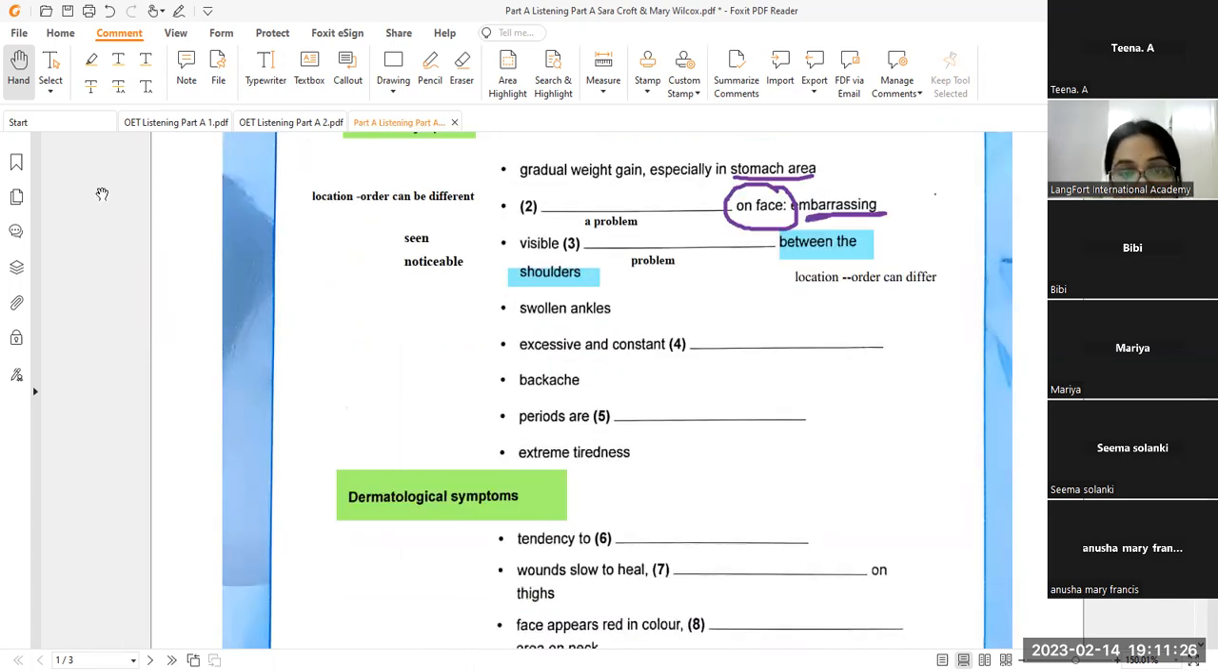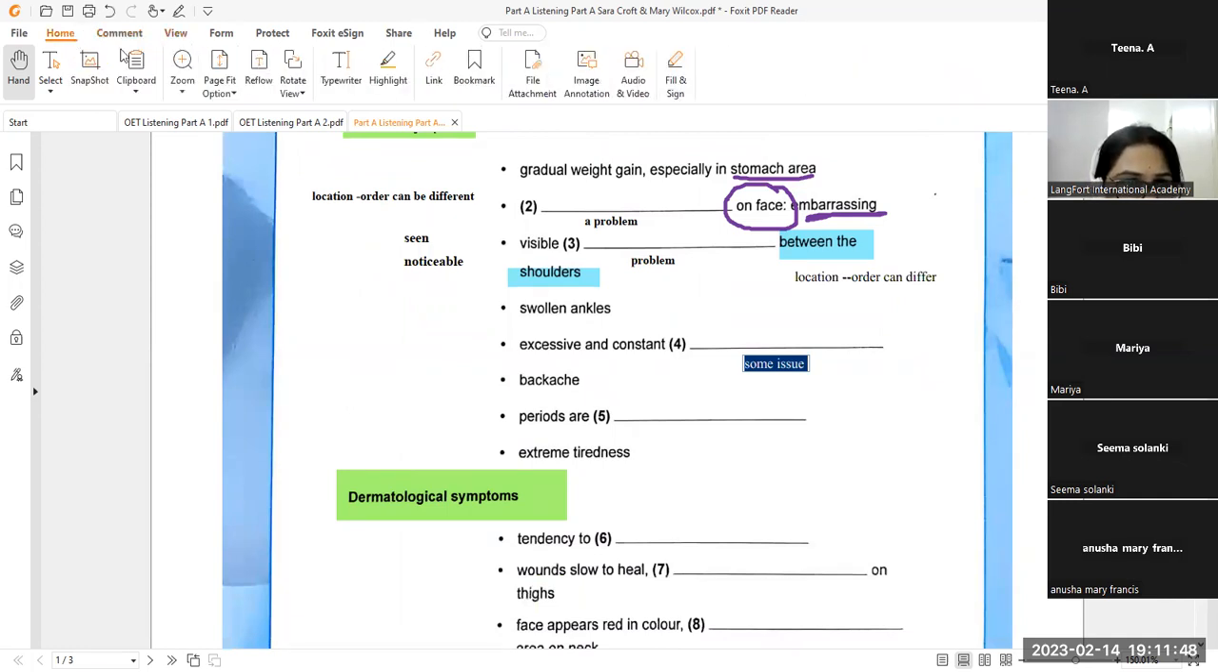Yes, ma'am. Excessive and constant dash. So again, excessive and constant. So what are we looking for here? Again, some issue. Problem. Some issue. Again, some symptom. Yes. So again, some symptom or an issue. Okay. All right. Some issue or some problem. Okay.